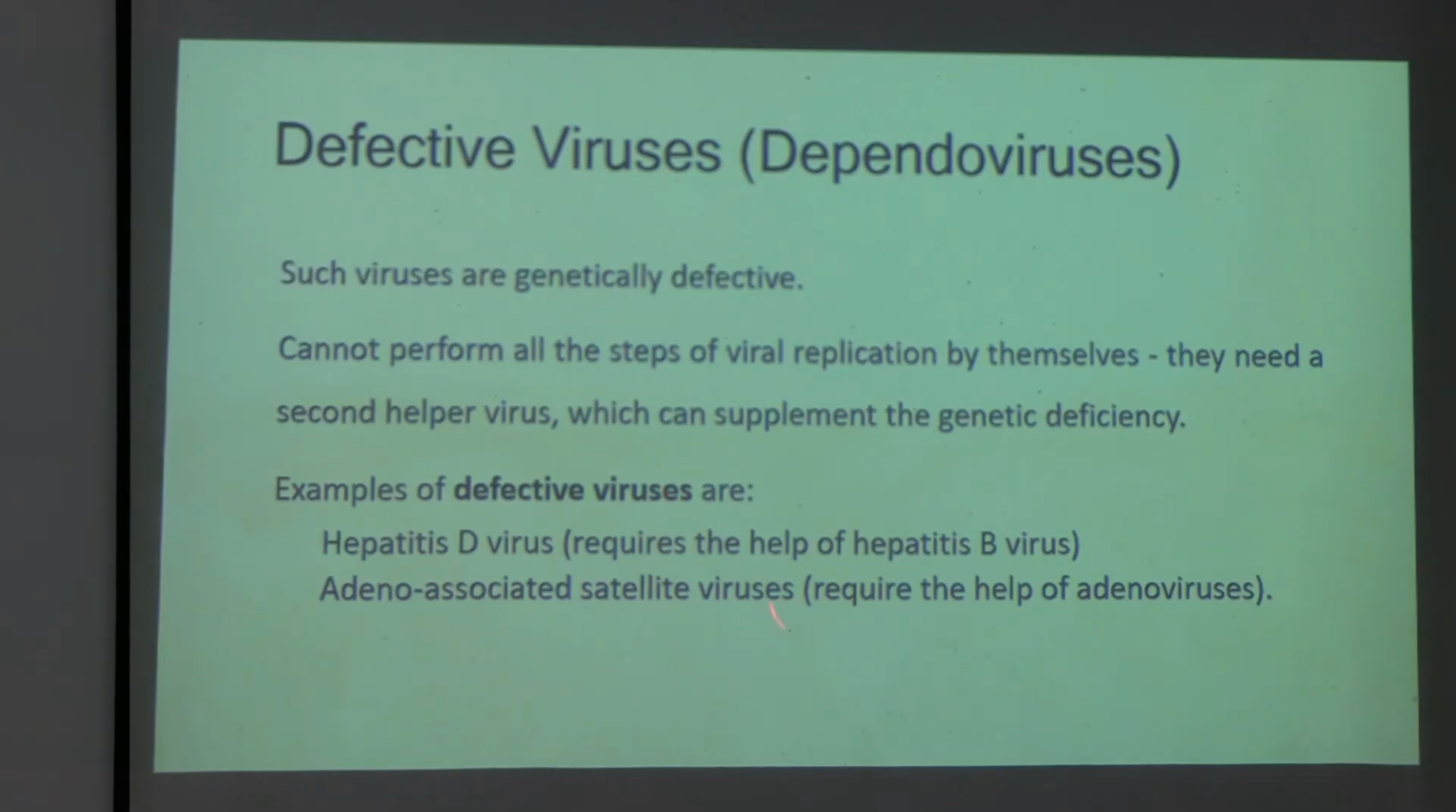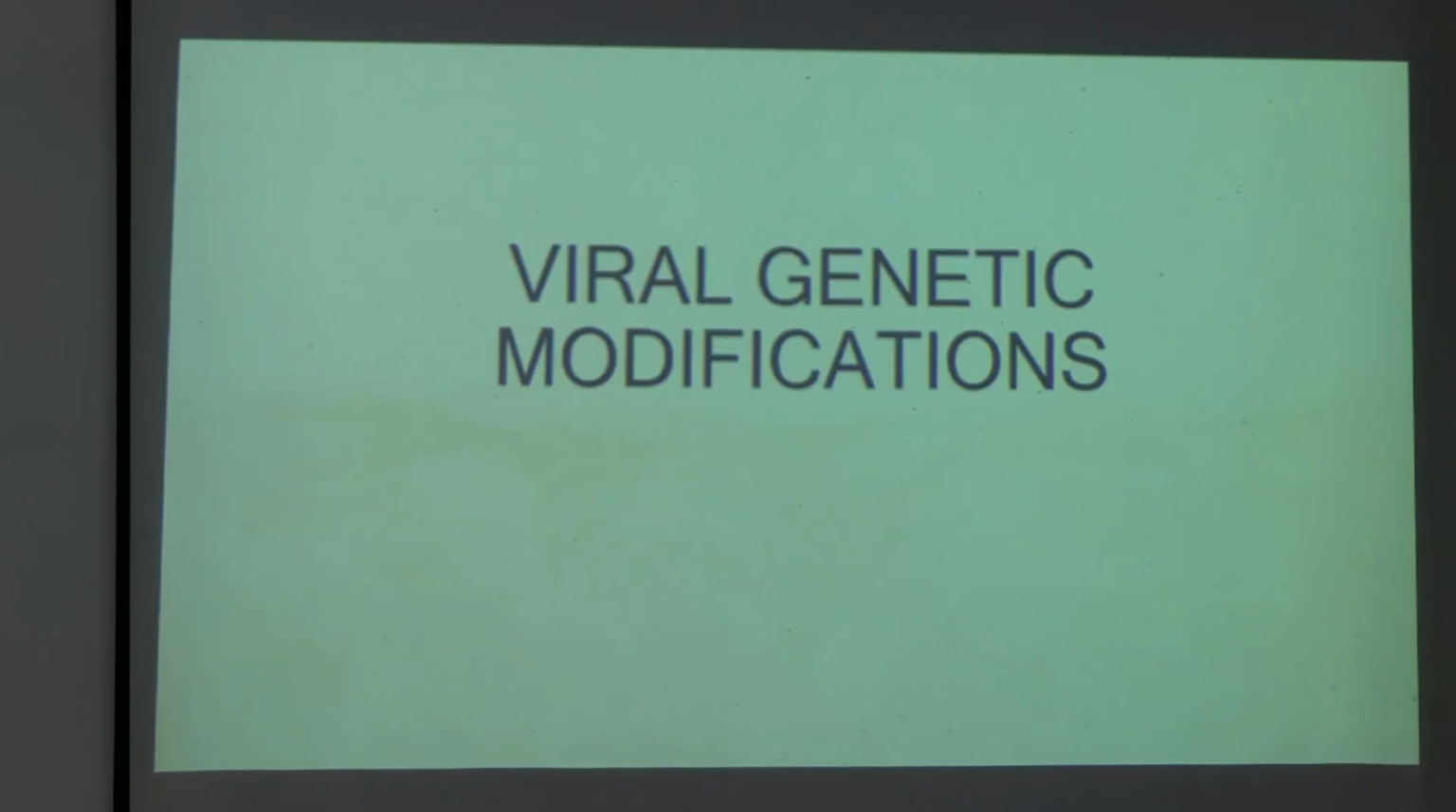Hepatitis D virus requires help from hepatitis B virus. So whenever a patient has hepatitis D, we always screen the patient by default for hepatitis B virus. Clear? That means if a person has hepatitis D, he or she will definitely have hepatitis B as well. So this is an example of defective viruses or dependoviruses.